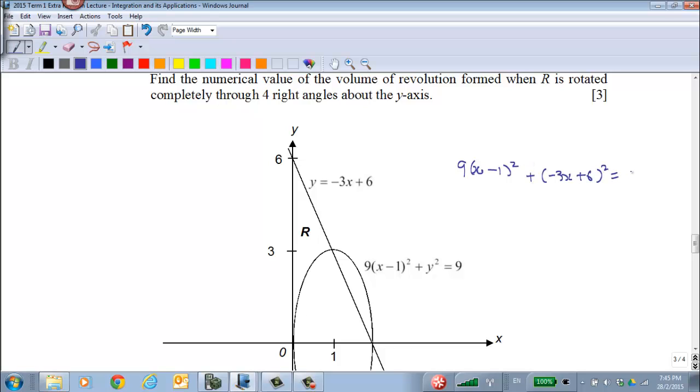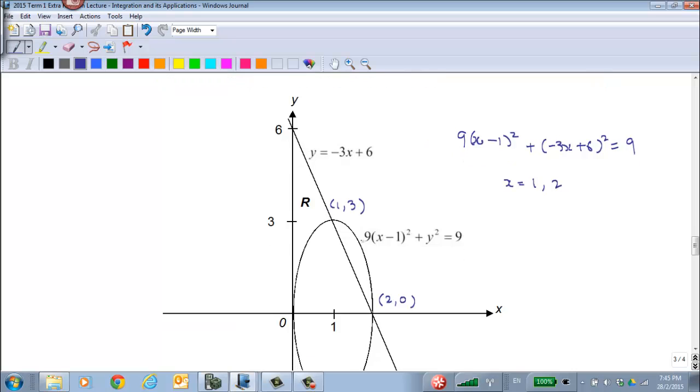That means you solve both simultaneously. So you open it up, and then you will see that your answer for x will be equal to 1 and 2. And then when you put it in, it will be 2, 0 and 1, 3. These will be the 2 points for your intersection.